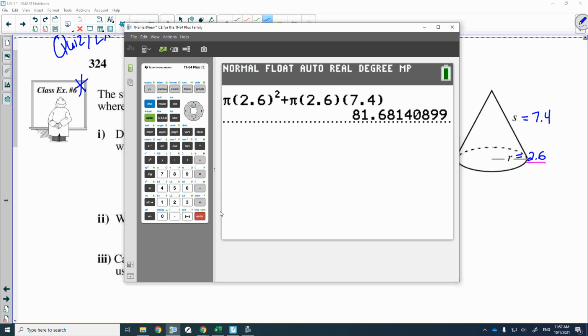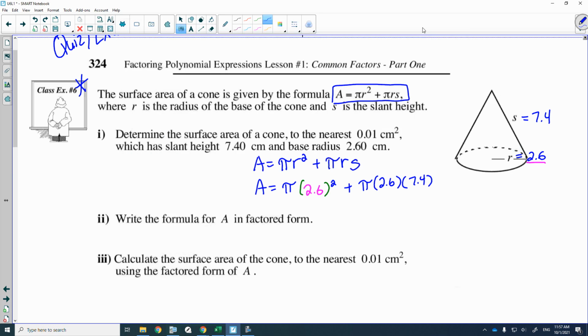There's the area. They want it to the nearest hundredth, 2 decimal places, so it would be 81.68. So remember, area equals 81.68. What would be my units for area? Yes, and it even tells me here, centimeters squared. Okay, so we've answered that first question, right? Nice, easy question, junior high question.